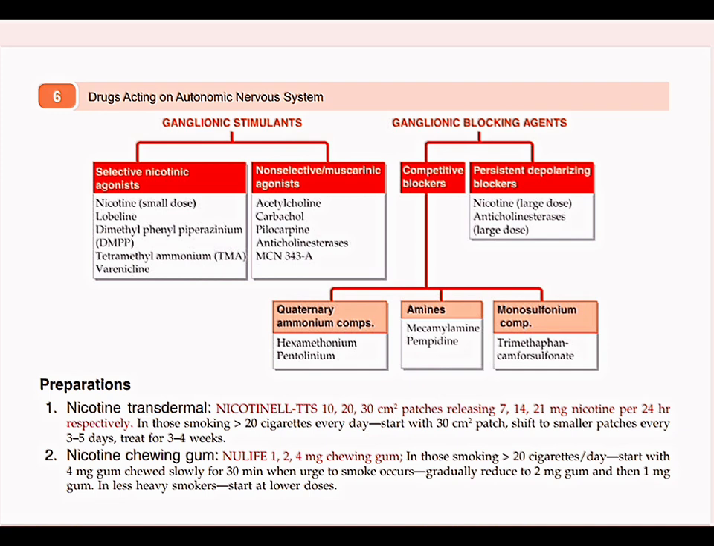So next one is the competitive blockers. Competitive blockers contain quaternary ammonium compounds, hexamethonium, pentolinium, amines, mecamylamine, pempidine, and monosulfonium compounds. It contains trimethaphan camphorsulfonate. All these are the competitive blockers. So this is the ganglionic stimulants and ganglionic blocking agents. I hope you understand this classification.